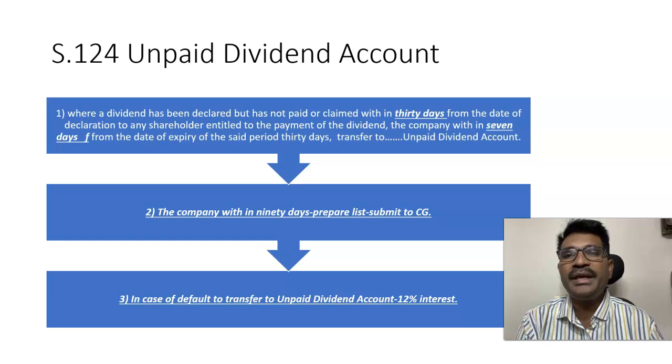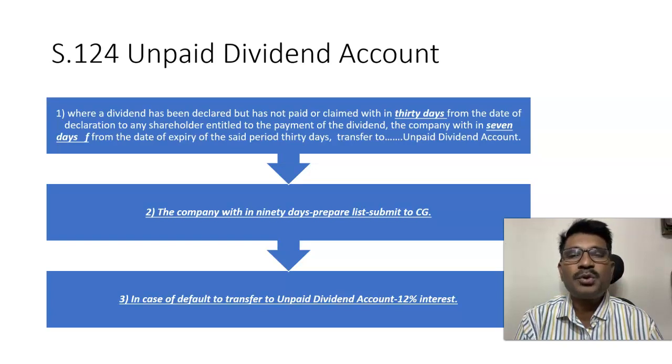So now let us talk about Section 124 of the Companies Act. Where a dividend has been declared but has not been paid or claimed within 30 days from the date of declaration to any shareholder entitled to the payment of the dividend, the company, within 7 days from the date of expiry of the said period of 30 days, shall transfer it to the unpaid dividend account. So they provided such a point of time. That means if it is not claimed within 30 days, then within the 7 days, right? 30 plus 7, 37 days.